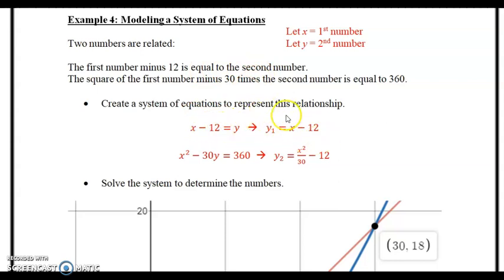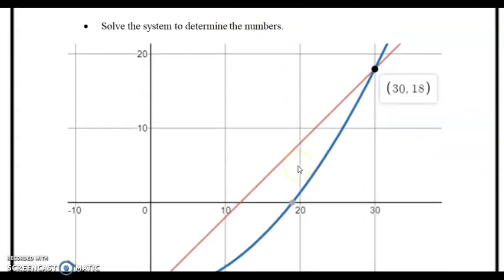I rearranged for y, which was already really set up for that. The second one says the square of the first number, so I squared it, minus 30 times the second number, subtract 30 multiplied by y, is equal to 360. Then I set it equal to y2, so I subtracted the x squared from both sides, and I divided both sides by negative 30. So negative x squared divided by negative 30 becomes positive, and then the positive 360 divided by the negative 30 became this. Alright, so I have my two functions, y1, y2, and plugged them into my graphing calculator.